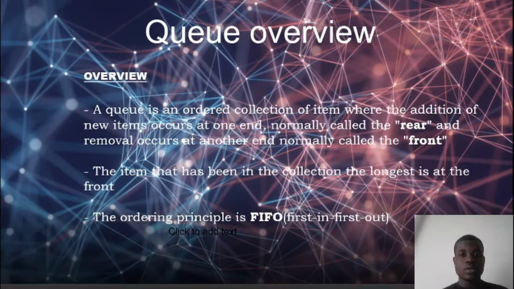So a queue is an ordered collection of items where the addition of new items occurs at one end, normally called the rear, and removal occurs at another end, normally called the front. The item that has been in the collection the longest is at the front. The ordering principle is FIFO, that is first in, first out.